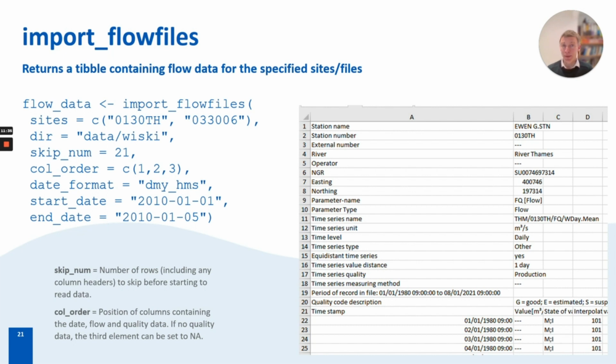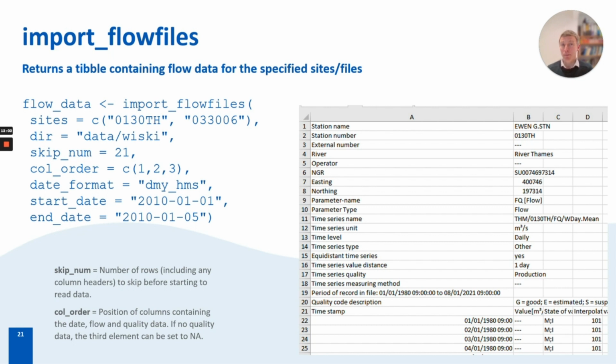Dates are particularly tricky because they can be presented in a variety of formats. So the date format argument allows us to tell the function exactly how the different elements of the date are arranged. So here we've got dates which are day, month, year, hour, minute, second. The documentation associated with this function explains how to specify alternative date formats.